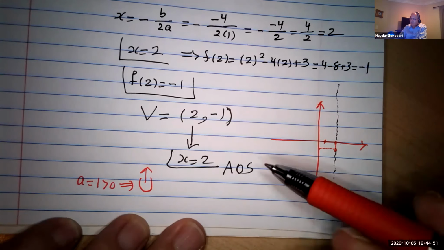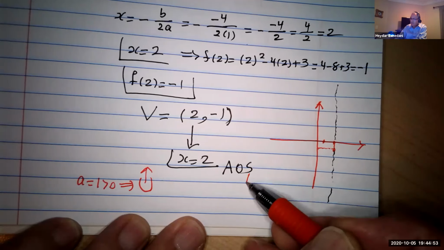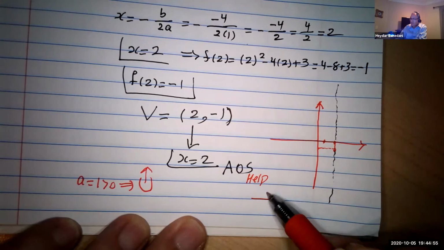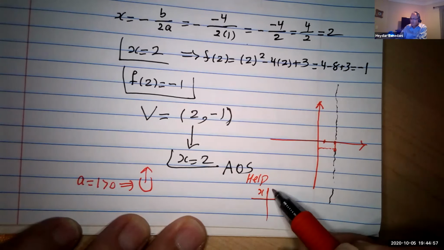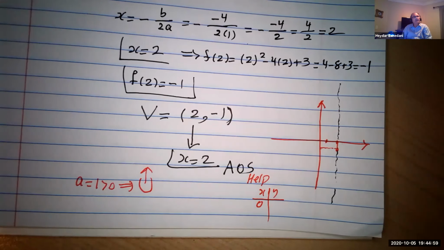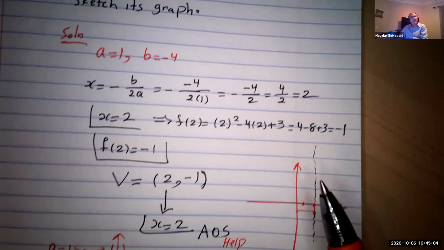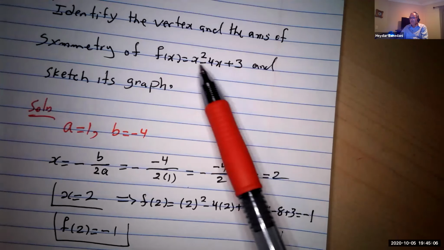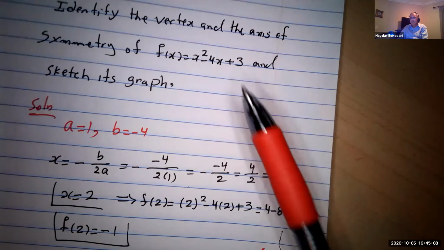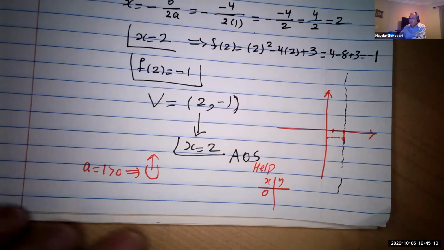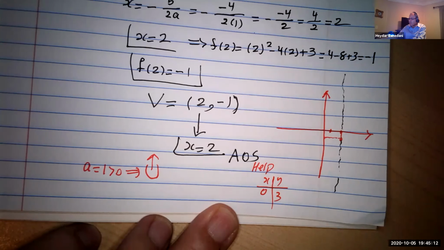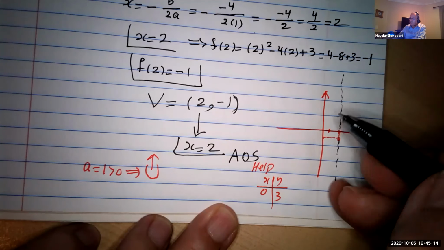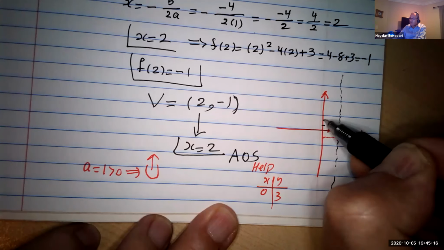So what I do is I get help. You can pick any point you like, but I get help from x equal to 0. If you put x equal to 0 into the function, that gives you 3 here. So that gives you the point (0, 3). Locate (0, 3).